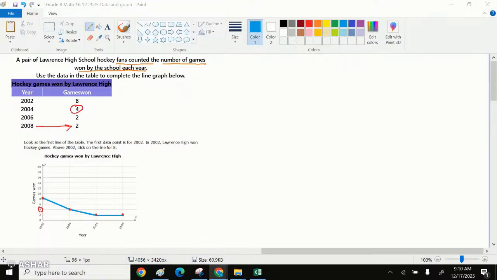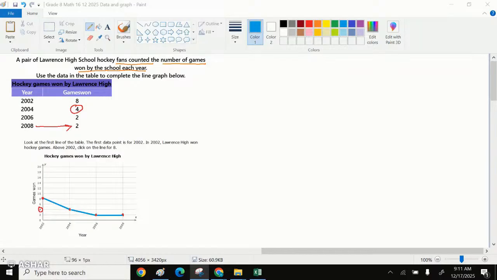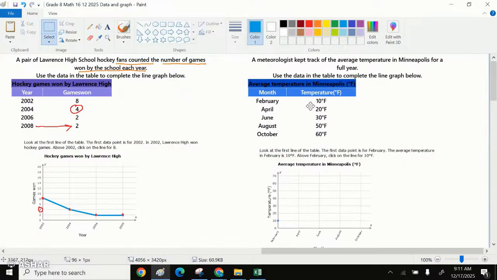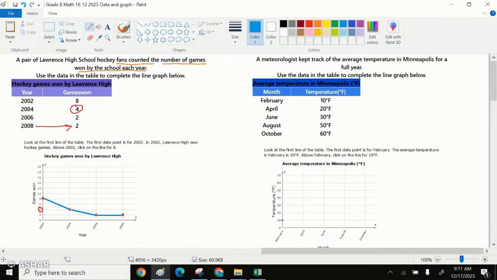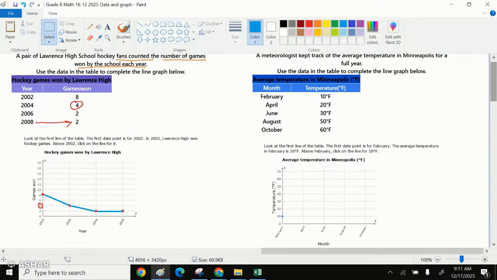Okay, the question says, I'll just copy the question. They're talking about a meteorologist. Okay, let's see what happens over here. Let's paste the question. Okay, the question is here. I'll just move this up a little so that it's on our screen. Okay, good enough. A meteorologist kept track of the average temperature in Minneapolis for a full year. Use the data in the table to complete the line graph below.